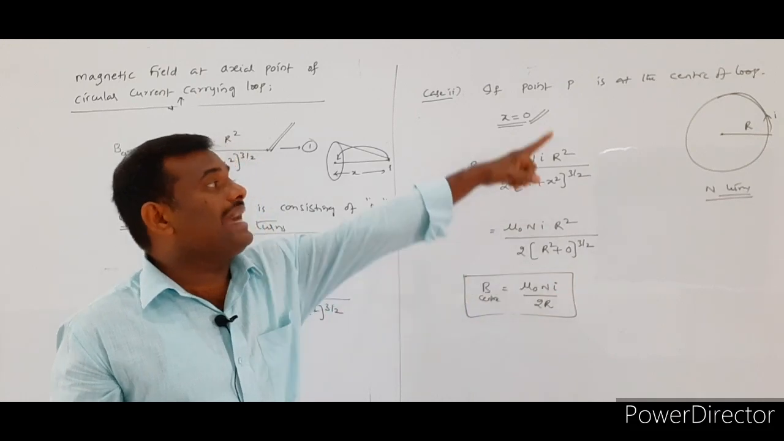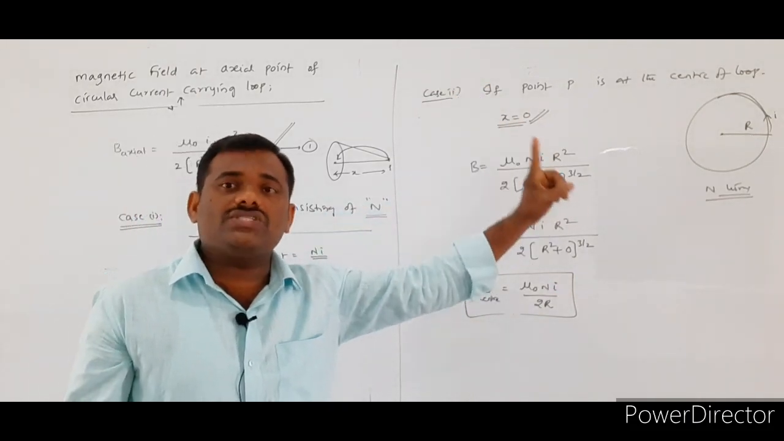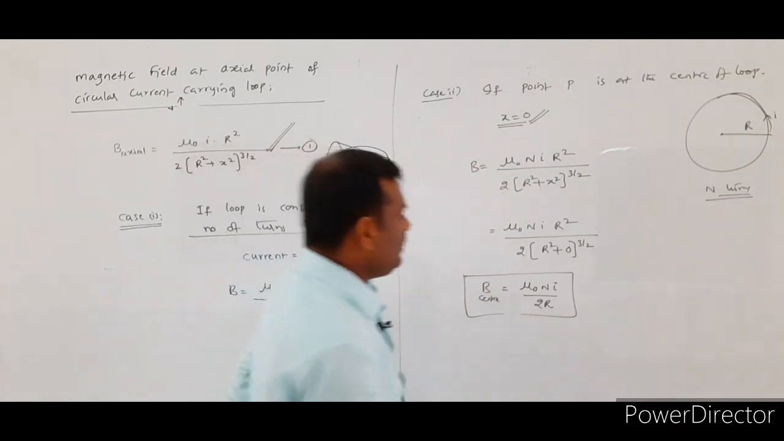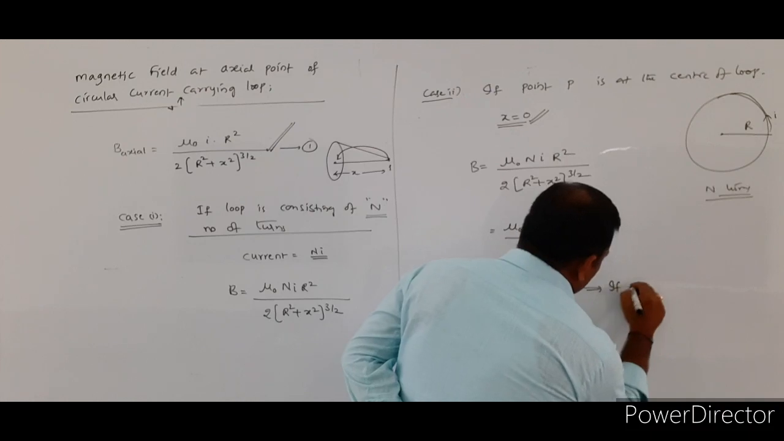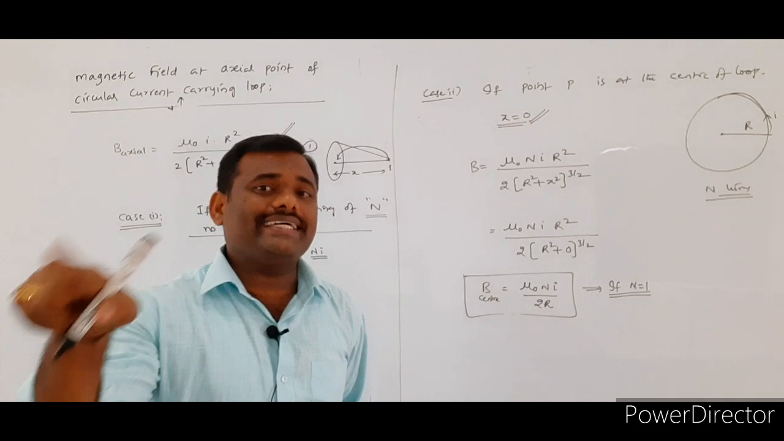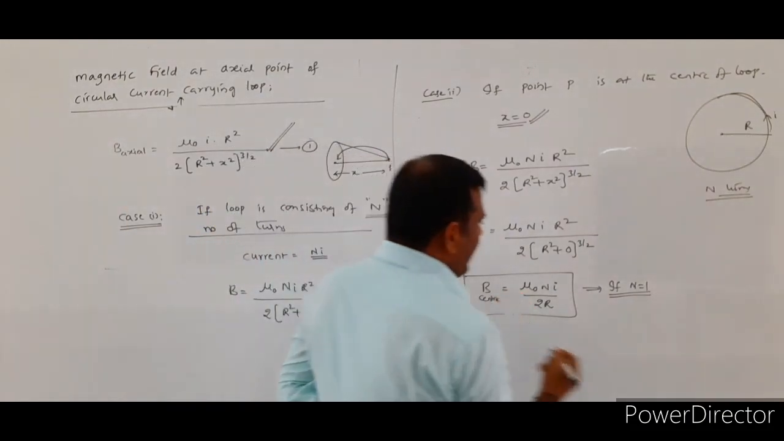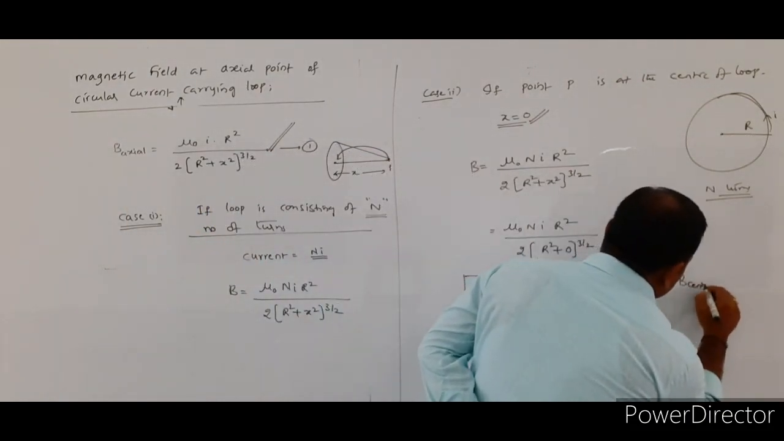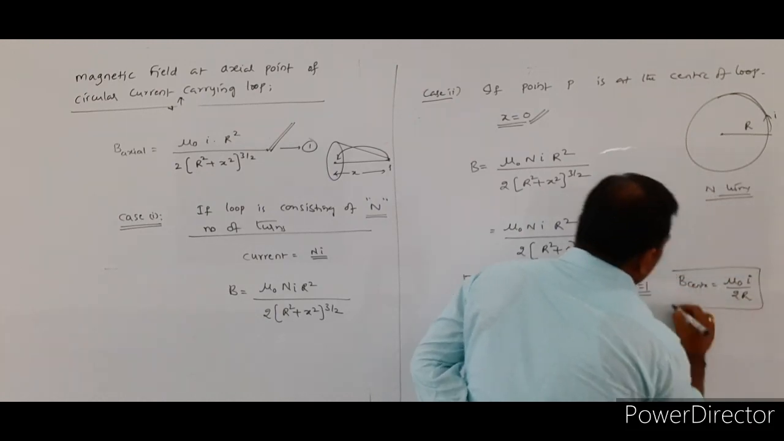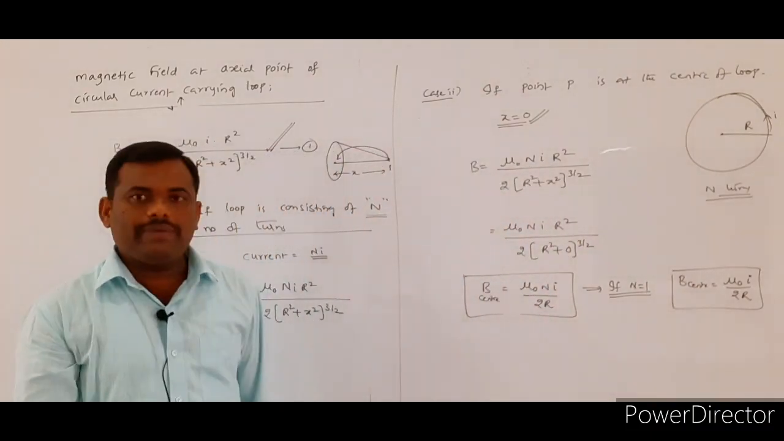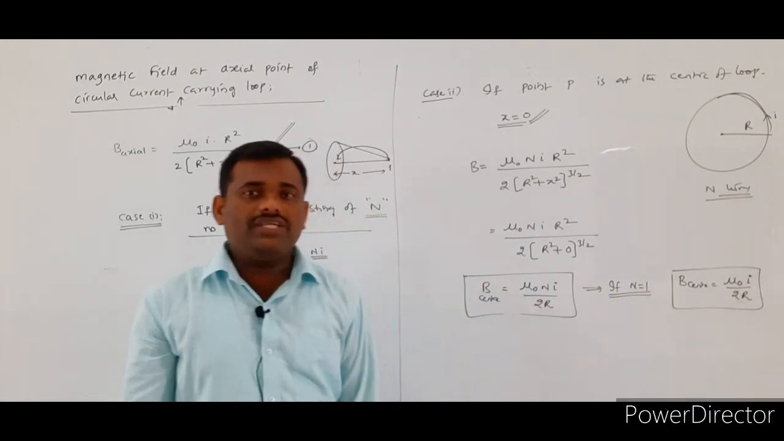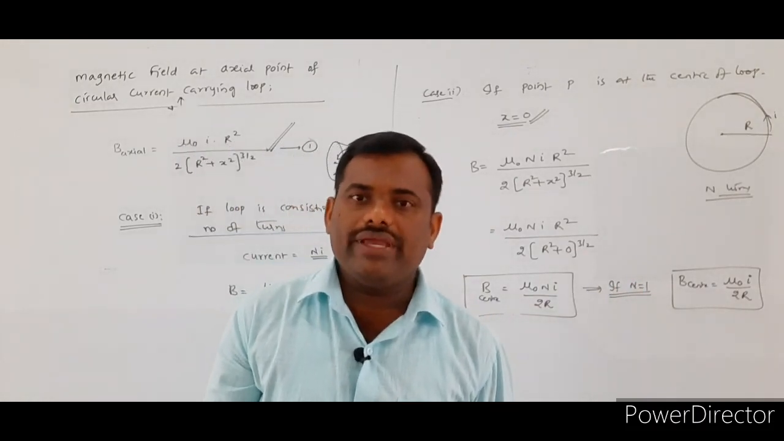When you consider the magnetic field at the center of the circular current carrying loop, suppose it consists of only one turn, so if n value is equal to 1, that means the circular current carrying loop consists of a single turn. Magnetic field at the center is equal to mu naught I by 2R. So this is another application of Biot-Savart law.